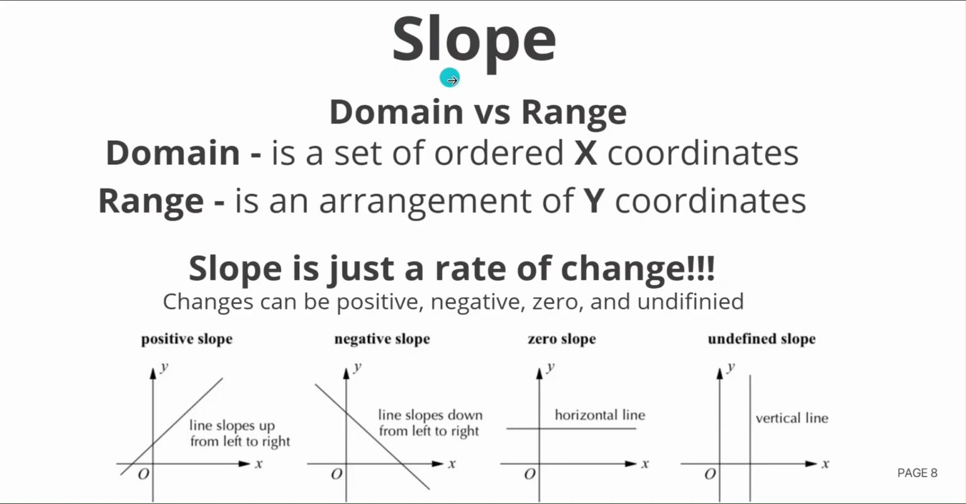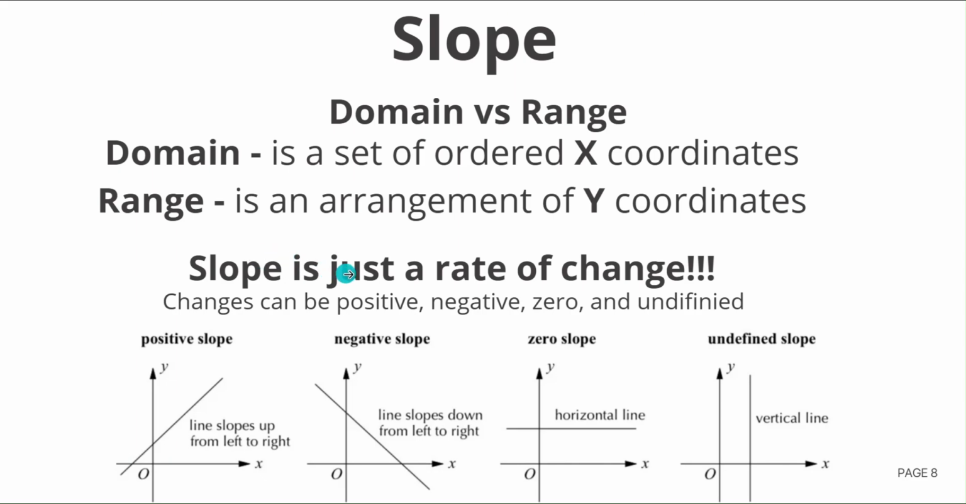And the next thing that we're gonna cover is slope, domain versus range. As I talked about a little bit earlier, I talked about slope. So now it's time to learn about slope. Before that, we gotta be familiar with the terminology of domain and range. Domain is a set of ordered x coordinates. Range is the arrangement of y coordinates. That's the thing that you're gonna memorize. That's it. There's nothing to complain about.